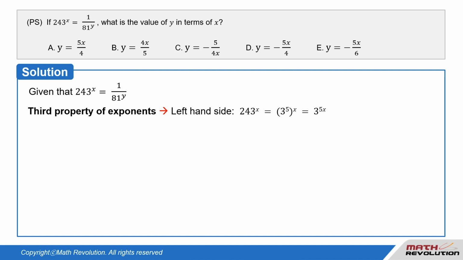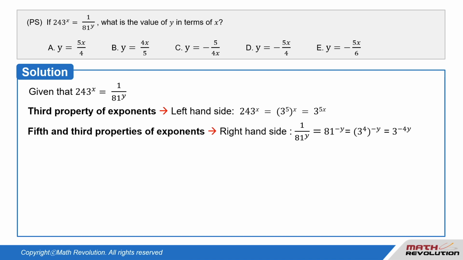Using the third property of exponents, the left-hand side, 243 to the power of x, equals 3 to the power of 5 whole to the power of x, which equals 3 to the whole power of 5 times x.